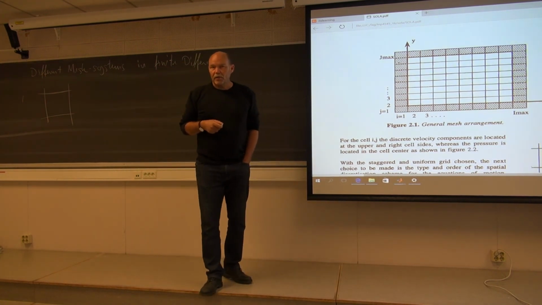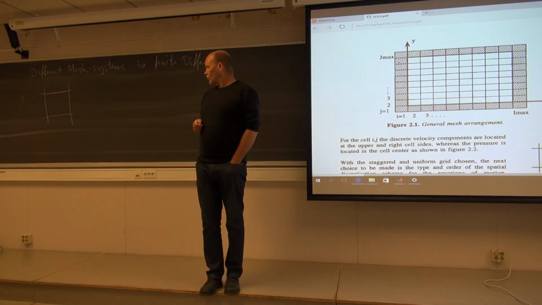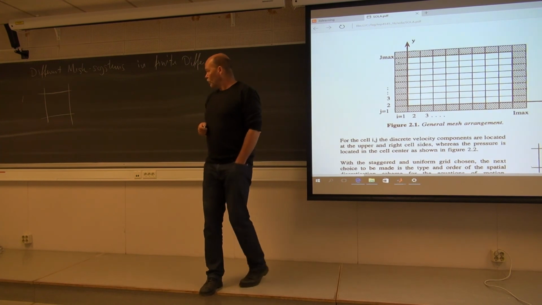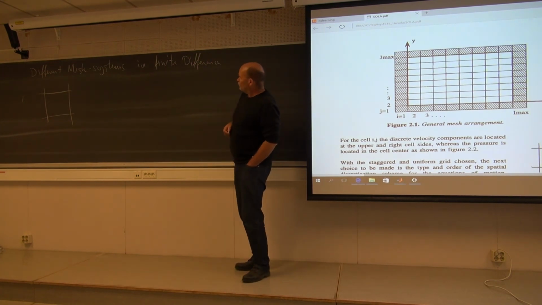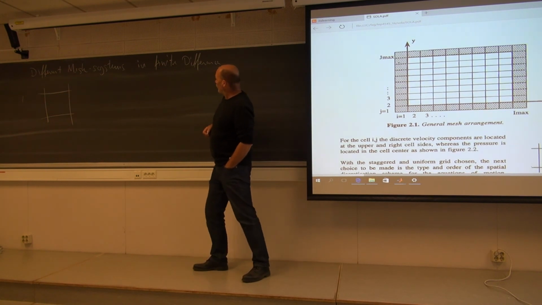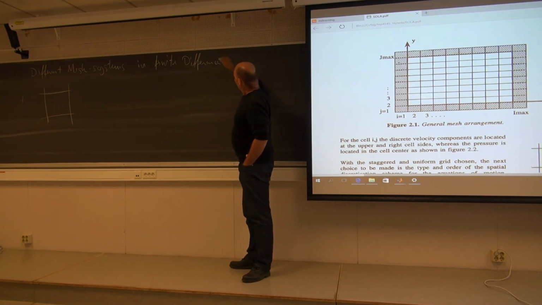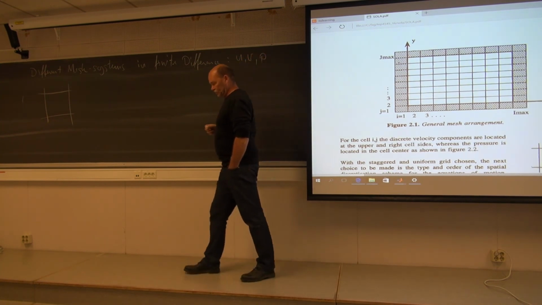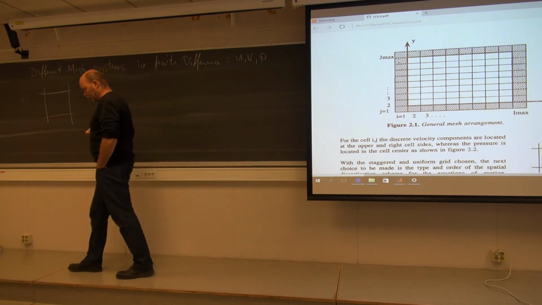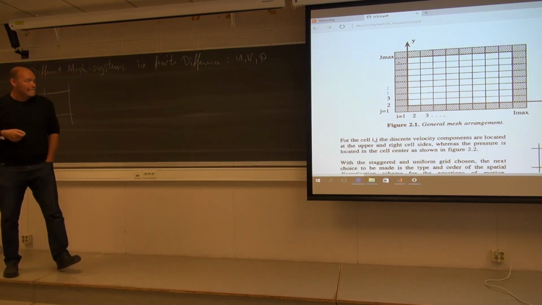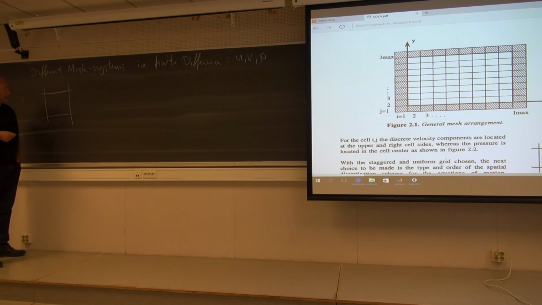Question now is where to put your unknowns. How many unknowns do we have? Well, for finite difference, we have in 2 dimensions velocities and pressure. So that's an incompressible code for you. 3 unknowns. Where should we put them?